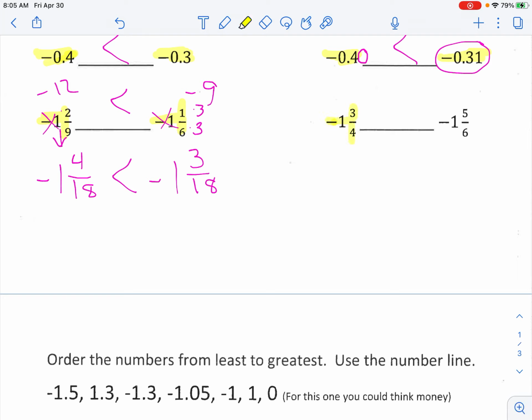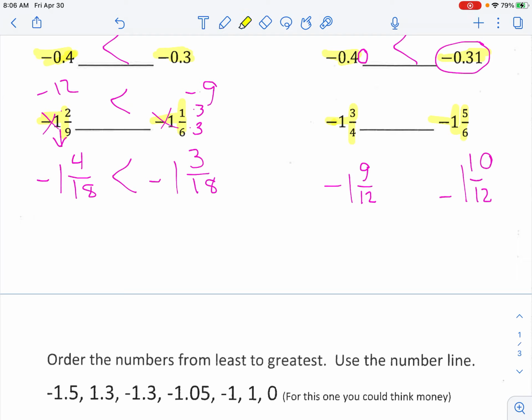Negative 1 3/4, negative 1 5/6. One option is to find a common denominator. So for 4 and 6, that would be 12. So on the left, if I do 4 times 3 and 3 times 3, I get negative 1 9/12. On the right side, I could do 6 times 2 and 5 times 2. So that'd be negative 1 10/12.